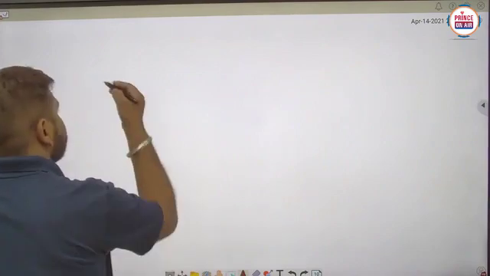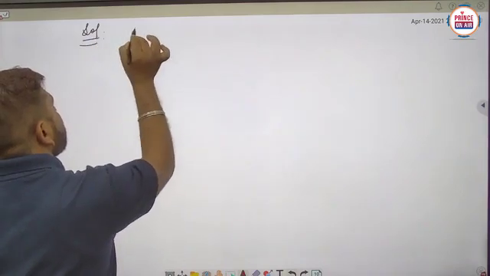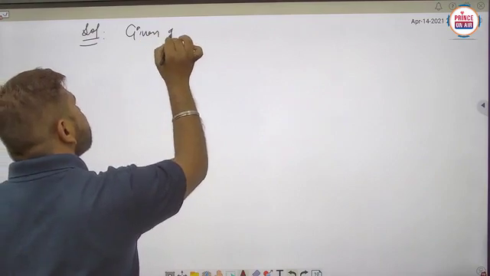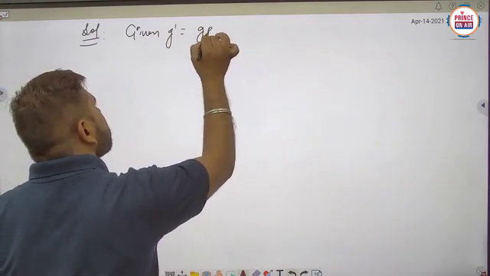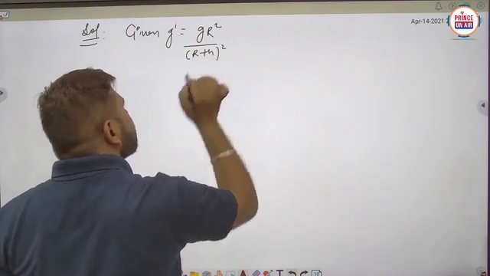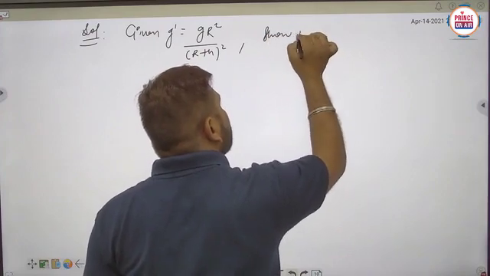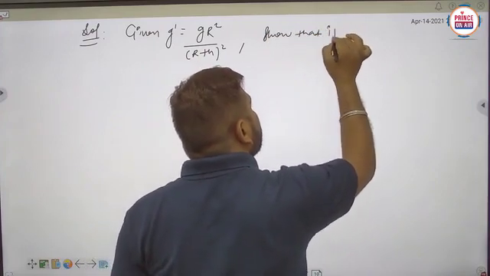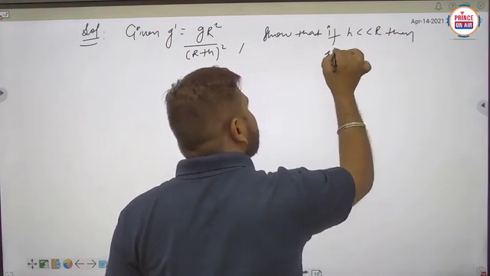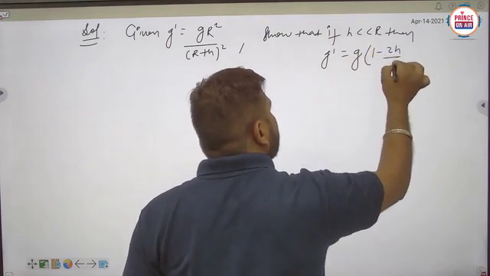So let's see how we can prove this. Solution. It is given that g dash is equal to g r square upon (r plus h) whole square, and what we have to show is that if h is very less than r, then g dash is equal to g (1 minus 2h by r).